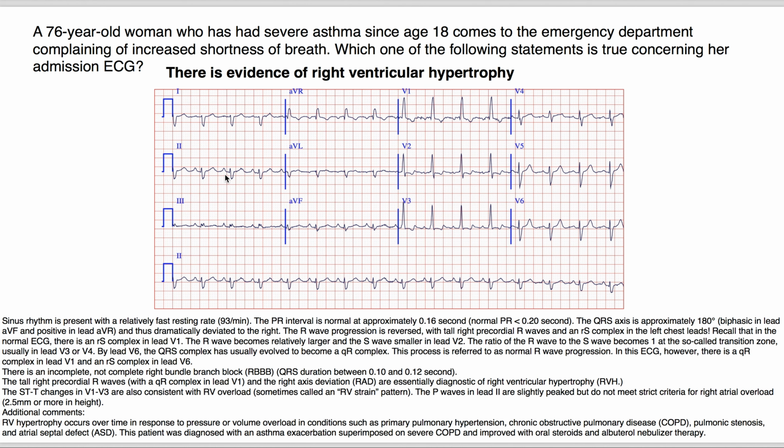Right ventricular hypertrophy occurs over time in response to pressure or volume overload and conditions such as primary pulmonary hypertension, COPD, pulmonic stenosis, and atrial septal defect. This patient was diagnosed with an asthma exacerbation superimposed on severe COPD and improved with oral steroids and albuterol nebulizer therapy.